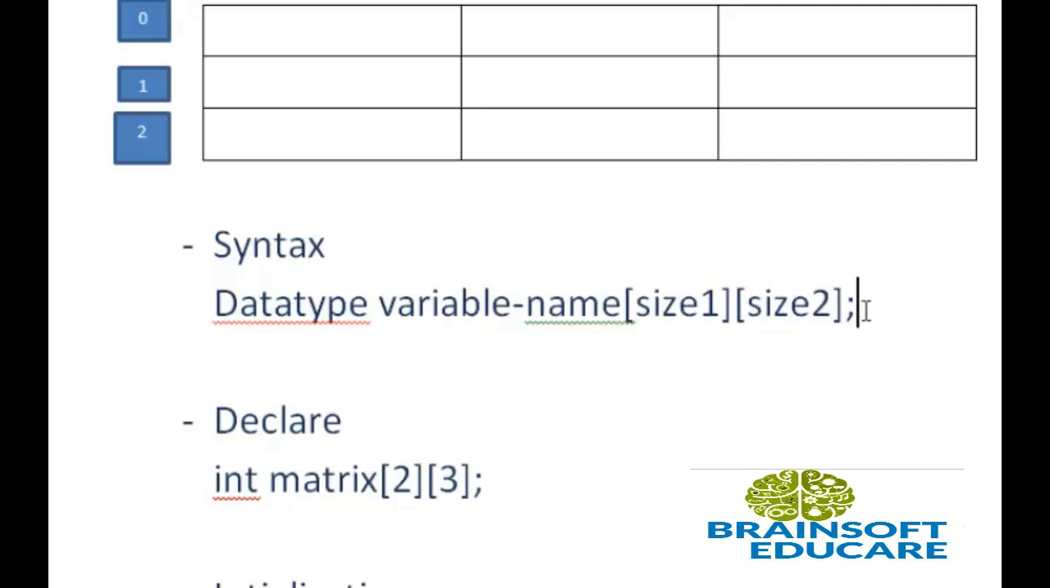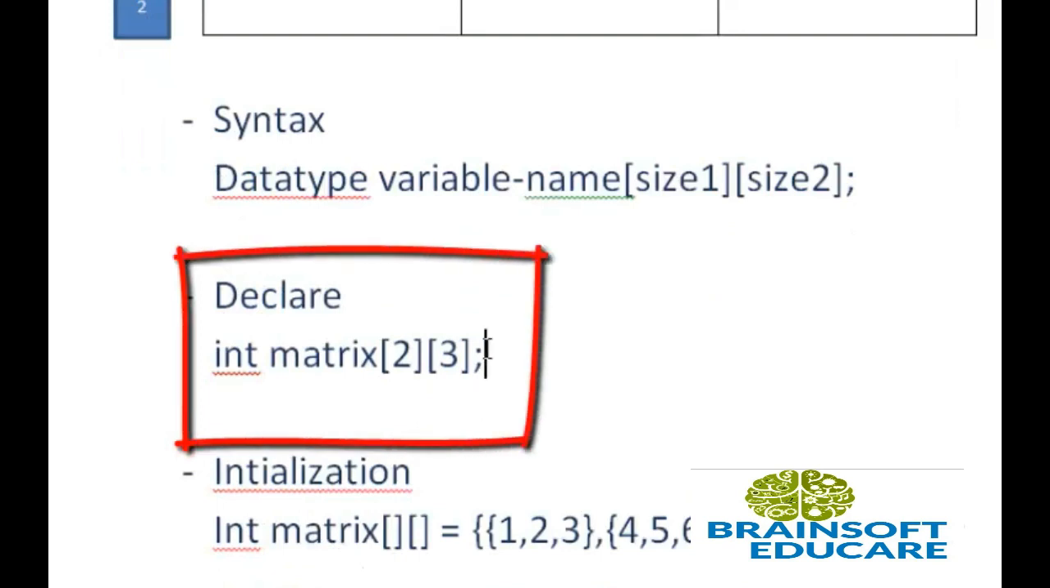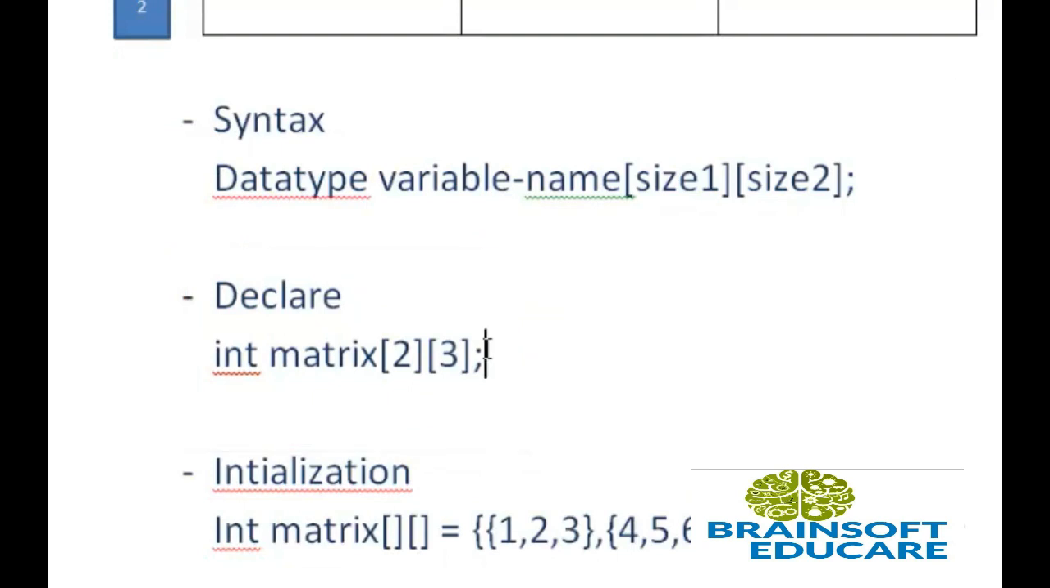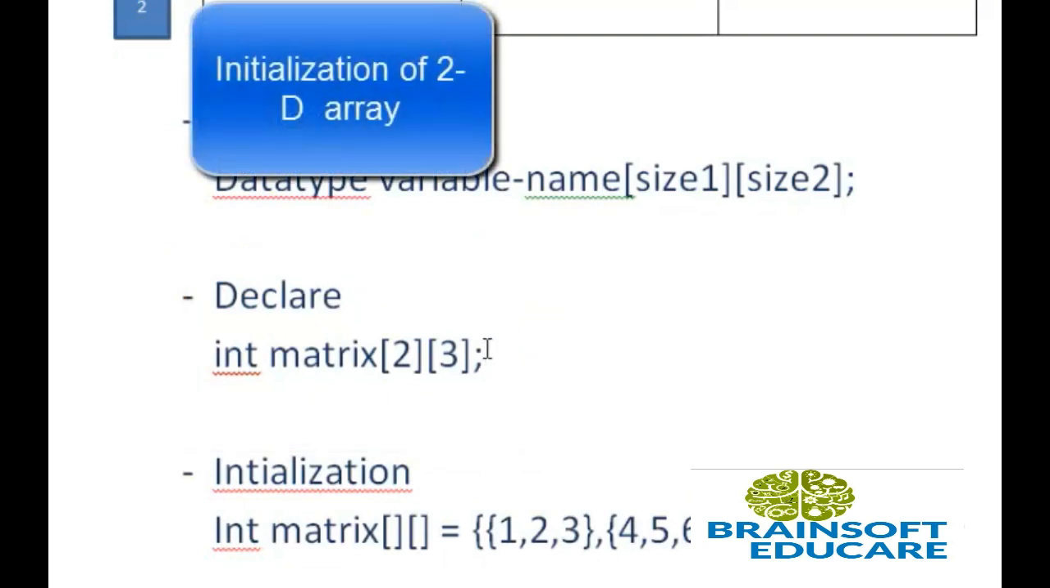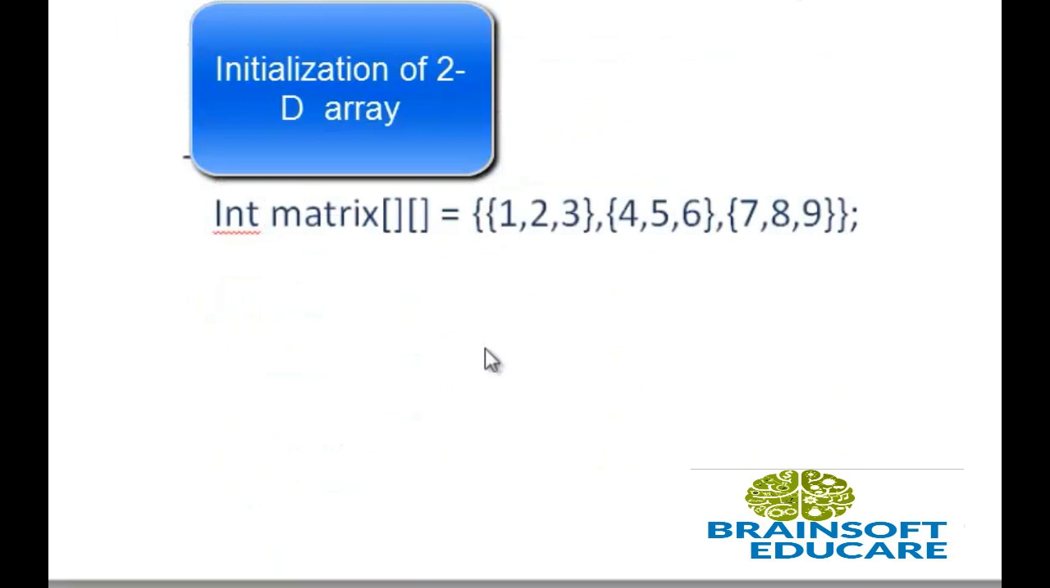Let's take a look at how to declare a multi-dimensional array. This is the example of a multi-dimensional array. Int is the data type, matrix is the name of the array, 2 is the number of rows and 3 is the number of columns. Now let's take a look at the initialization.